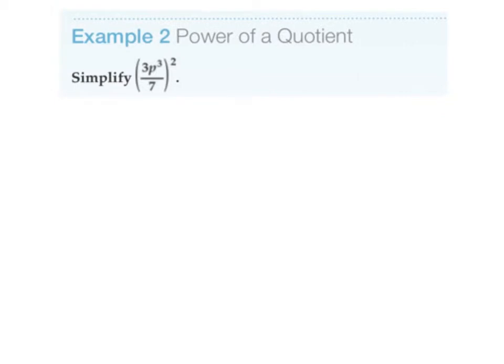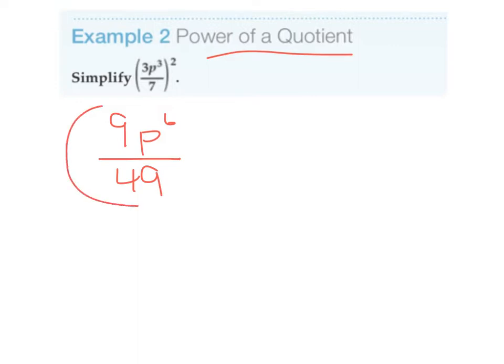To do a power of a quotient, which is this type of example, we have to distribute the exponent through first. So 3 squared is 9, and p cubed, remember we multiply, so this would be p to the 6th power. And then on the bottom, we'd have 7 squared, which is 49. And so there, our answer, if we could subtract any of the p's or simplify, we would, but we can't, so this is the answer.